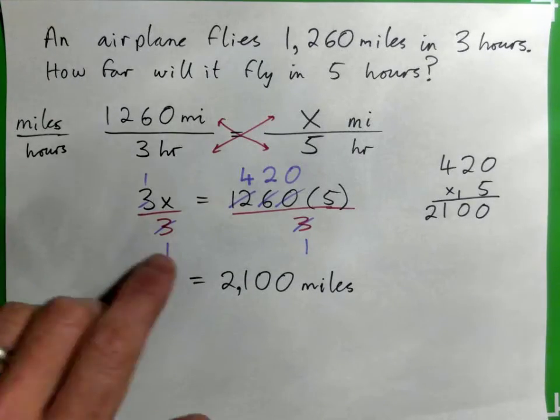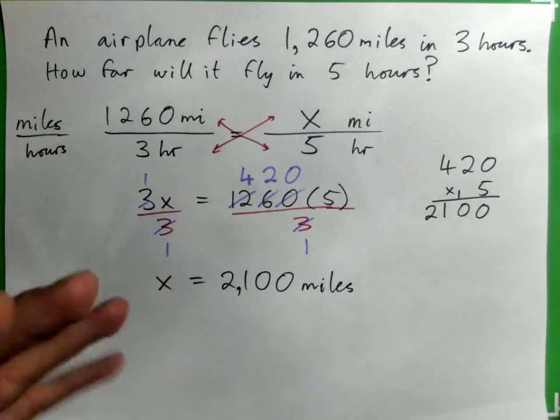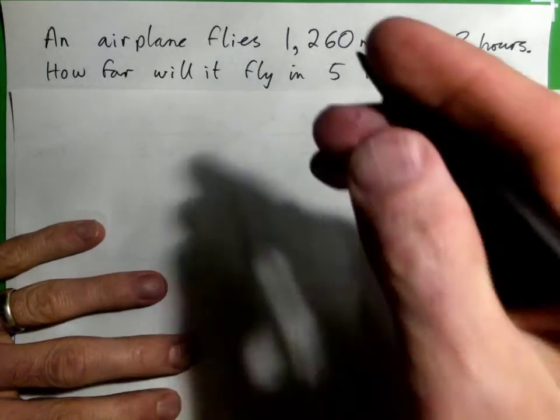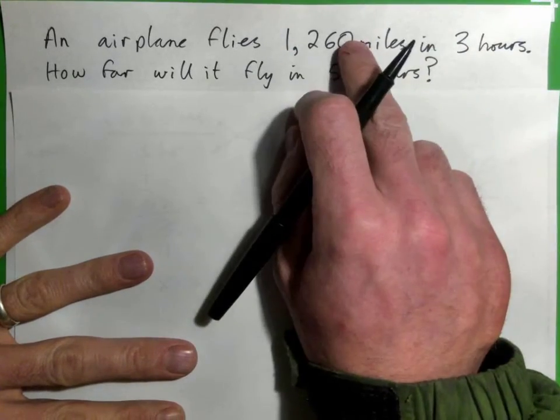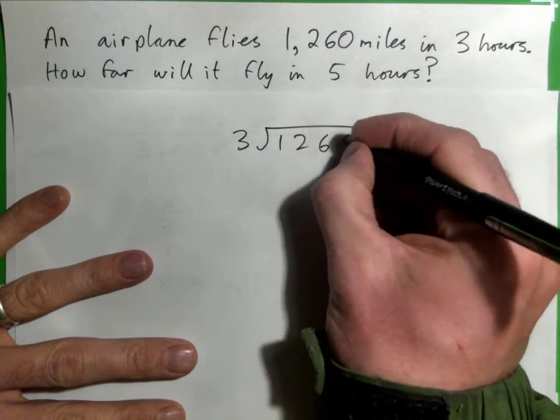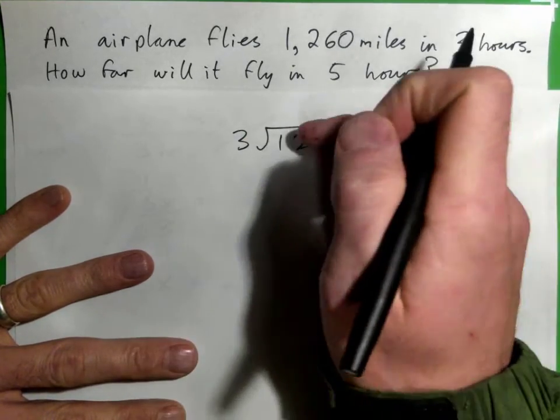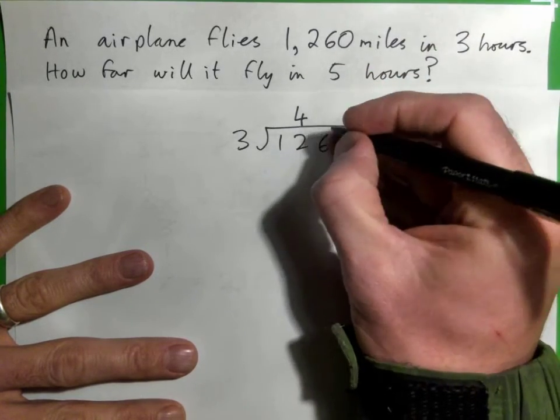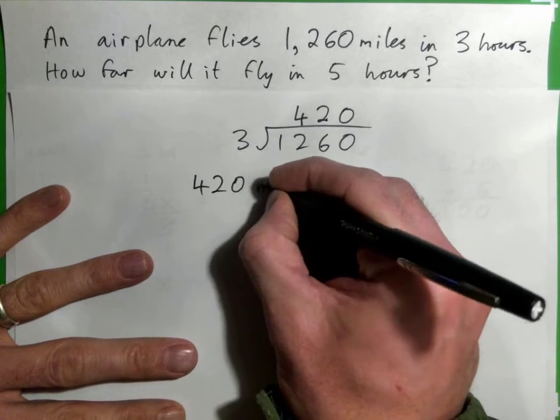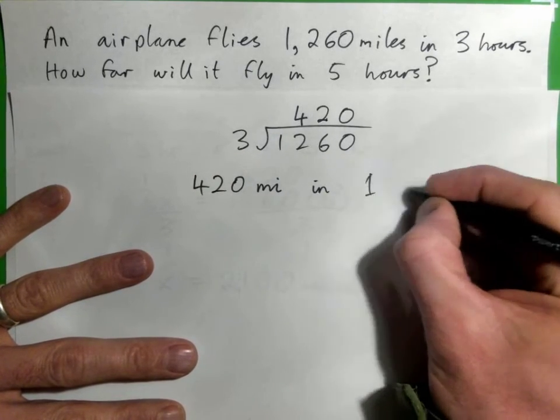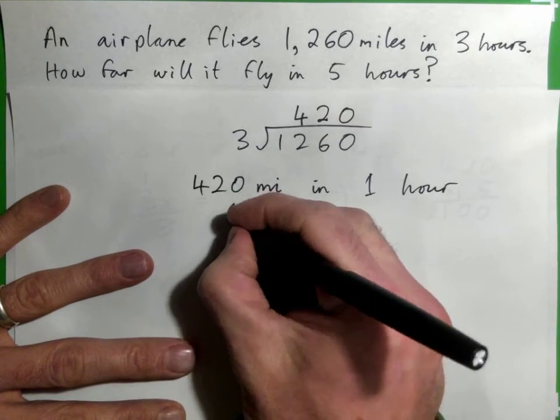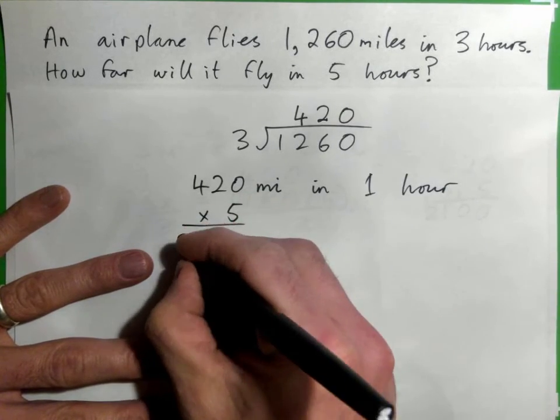Now, just as I said before, everybody, this is just kind of for fun and practice setting up proportions, which is great. But honestly, I don't really mind if you want to think of it this way. It went this amount of miles in 3 hours, so I'm going to go 3 into 1260 to see how many miles it went in 1 hour. 3 into 12, 4, 3 into 6, 2, 3 into 0, 0. That means it went 420 miles in 1 hour. Make sense? And then in 5 hours, we'll just multiply by 5, right? And we get 2,100 miles.